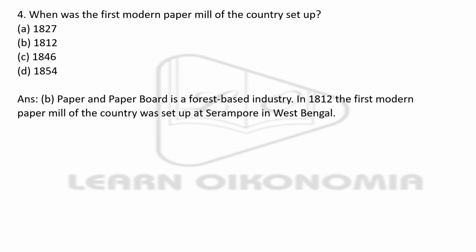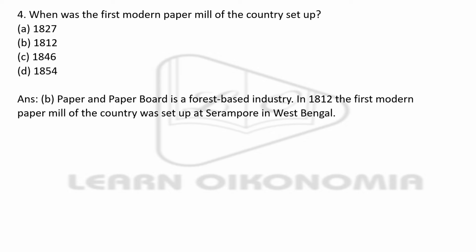Next question, when was the first modern paper mill of the country set up? So you have to see where the modern paper mill was set up in the country. You are given certain options: 1927, 1827, 1812, 1846, and 1854. The right answer is option B. The paper and paperboard industry is actually a forest-based industry. In 1812, you could see that the first modern paper mill was set up. This was in West Bengal, Serampore, okay, that was the actual place in which it was set up.